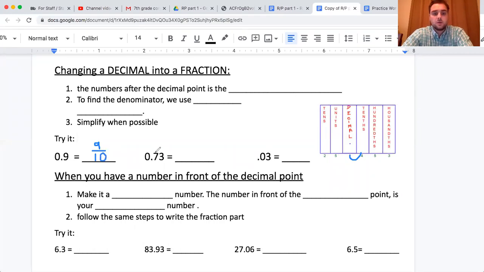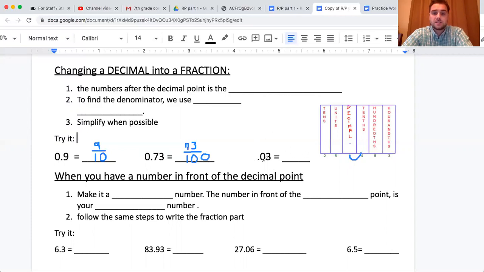Okay, next thing we're going to do on this one is look at our number that comes after the decimal, which is 73. So 73 is going to be our numerator. Now we've got to find our place value. So 7, 3 is where it ends. So we're looking over 2 after the decimal point. The 3 here represents our hundredths place. So this would be 73 over 100, or 73 hundredths.